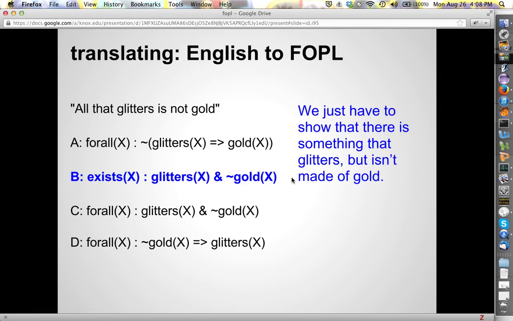That's all we really needed to say here. All that glitters is not necessarily gold. We just needed to show that there's something that glitters that's not gold, and that proves that not everything that glitters is gold.